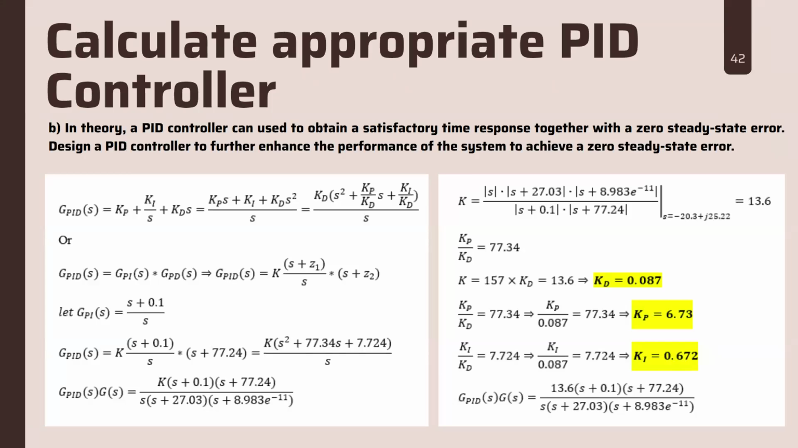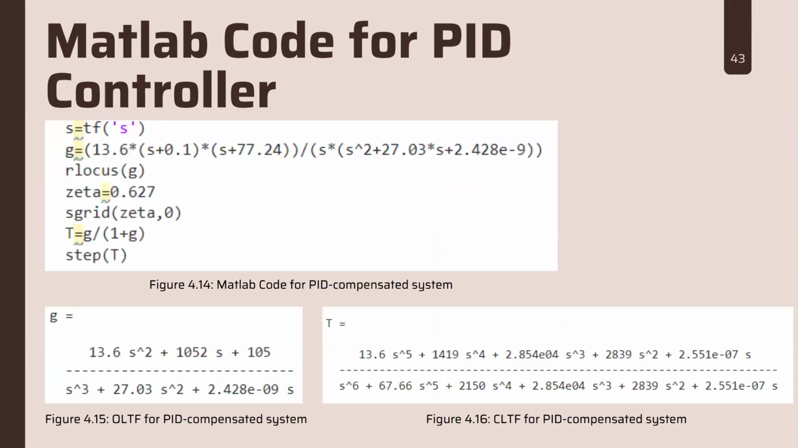So to calculate a PID controller, we use this calculation. So we get the KD equal to 0.087, KP equal to 6.73, and the KI equal to 0.672. So next. So this is the MATLAB code for the PID controller and the open loop transfer function and closed loop transfer function for the PID compensated system.